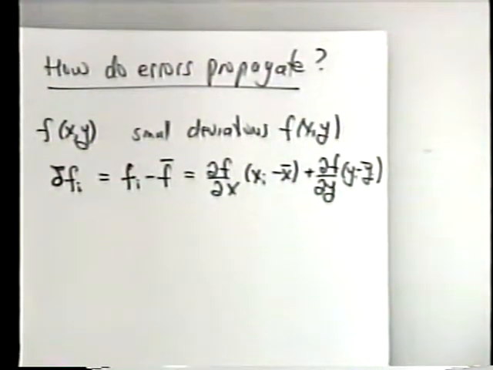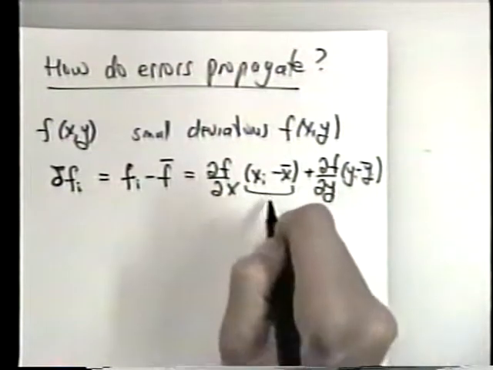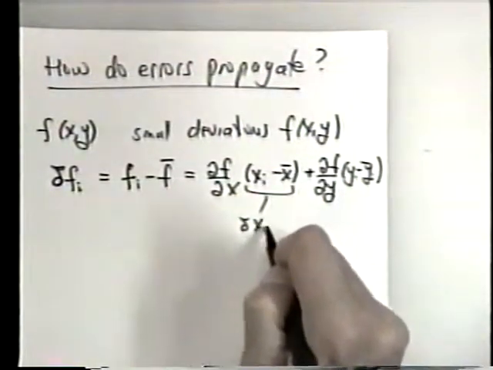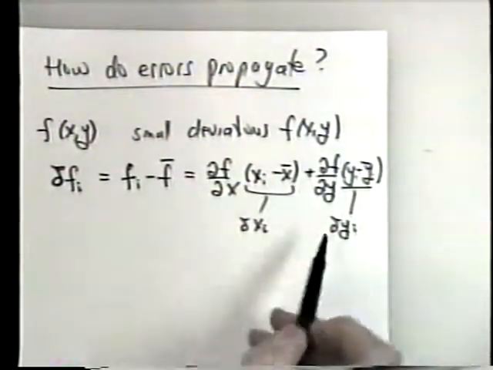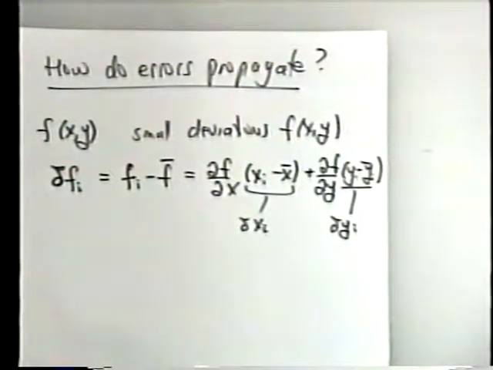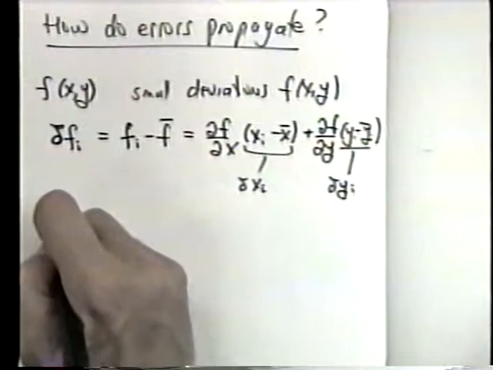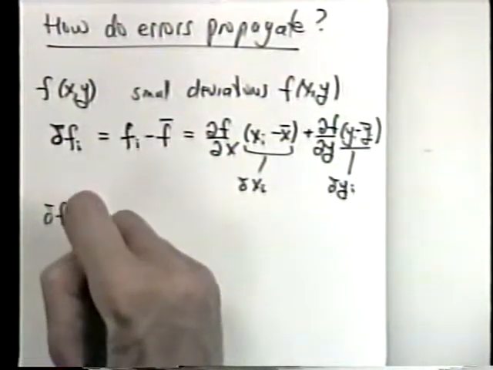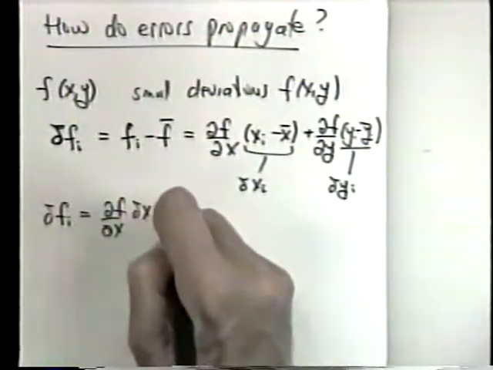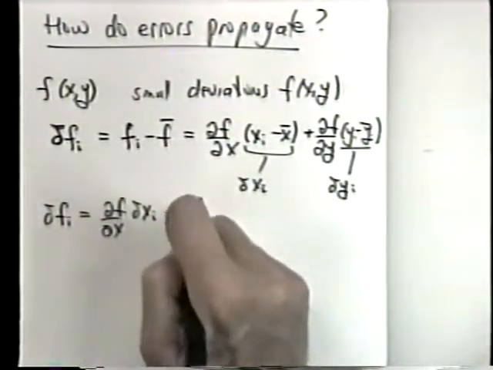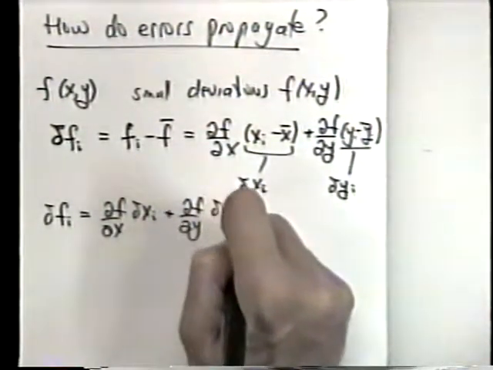So that went pretty fast, right? I just jumped into the partial derivatives. Okay, so really what this is, we're going to call this the small change in f, and we'll call this a small change in x, and we'll call this a small change in y. So now I can write this equation again as the small change in the function is equal to the partial derivative of the function with respect to x times the change in x, plus the partial derivative of the function with respect to y times the change in y.